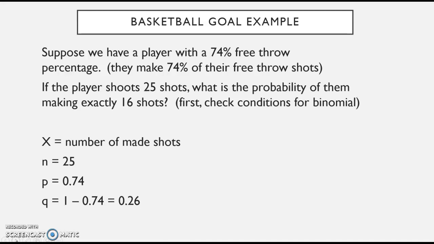So in this example, X would be the number of shots made. N is our number of trials, which is 25. P is our success rate, which is 0.74. We're going to change our percentage there to a decimal. And our failure rate then, since there's only two outcomes, would be 1 minus 0.74, which is 0.26. So in other words, if he makes it 74% of the time, 26% of the time he does not.